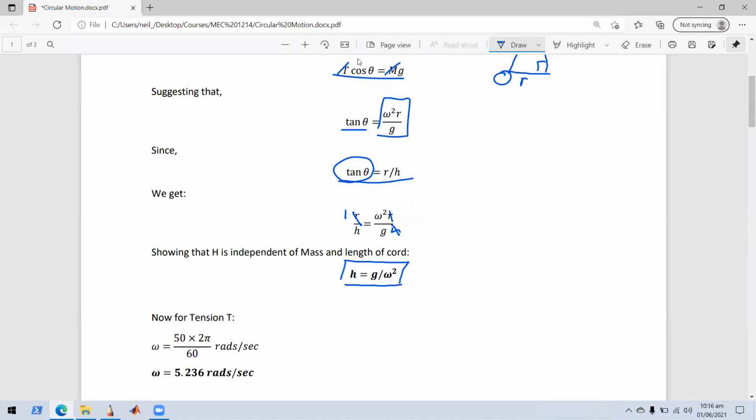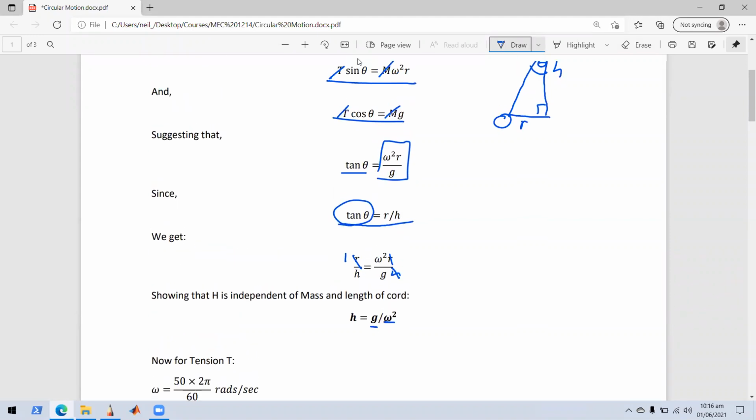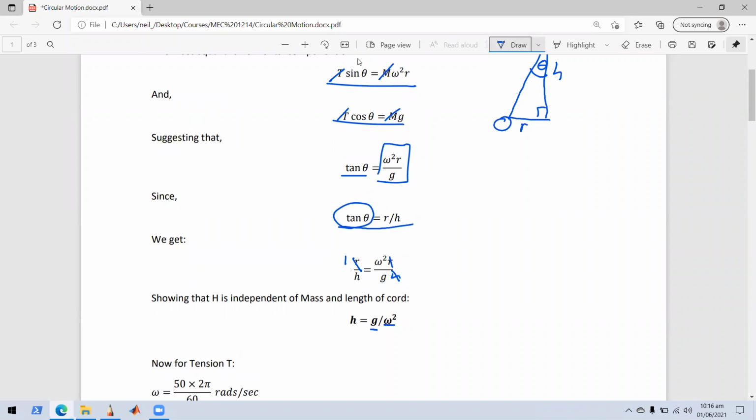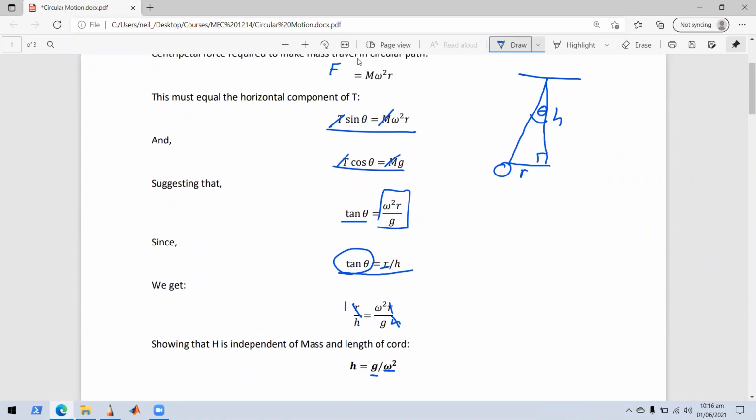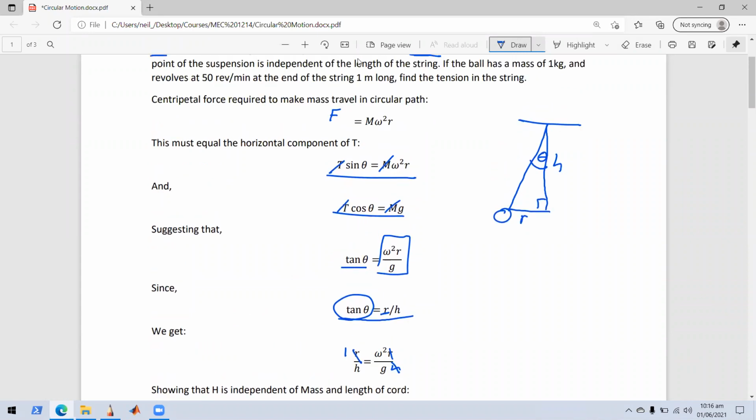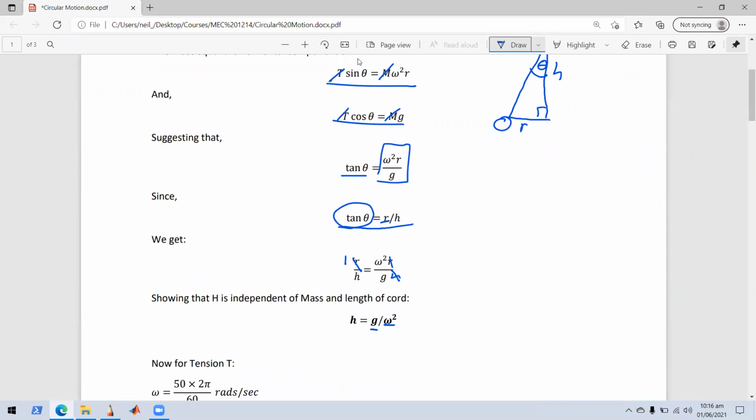And in this formula, we see h is dependent on two variables. Those two variables are g, the gravitational constant, and omega, the angular velocity. It doesn't depend on anything else. It doesn't depend on the radius, which is dependent on the length of the string. It doesn't depend on the mass of the object or anything else. The only two things it depends on are gravity and the velocity at which it's rotating.